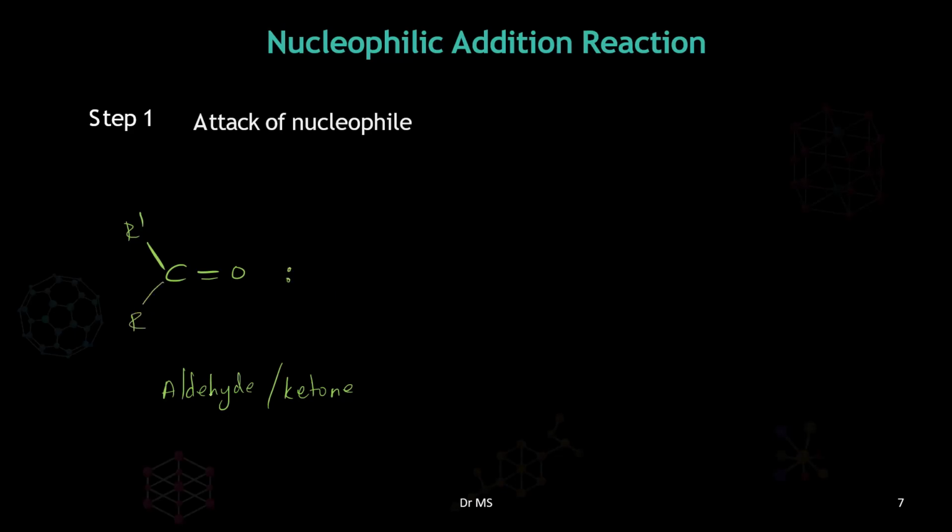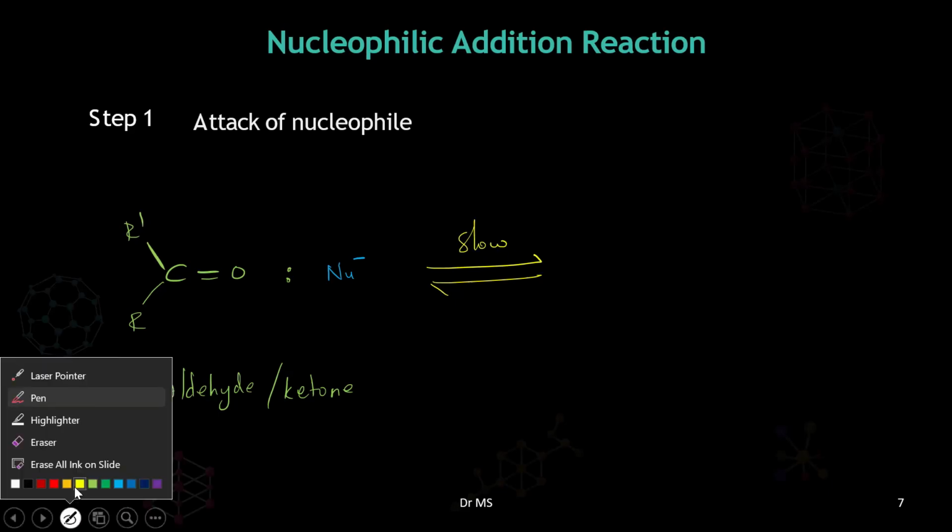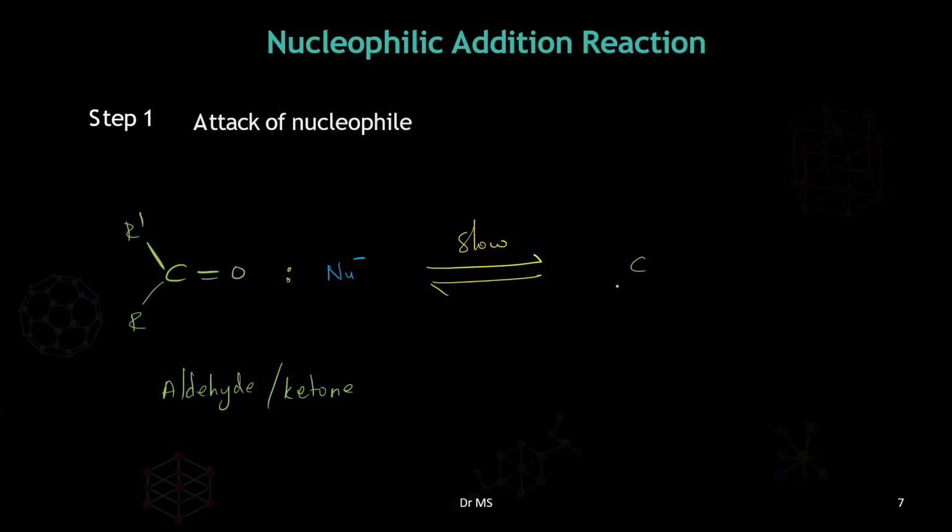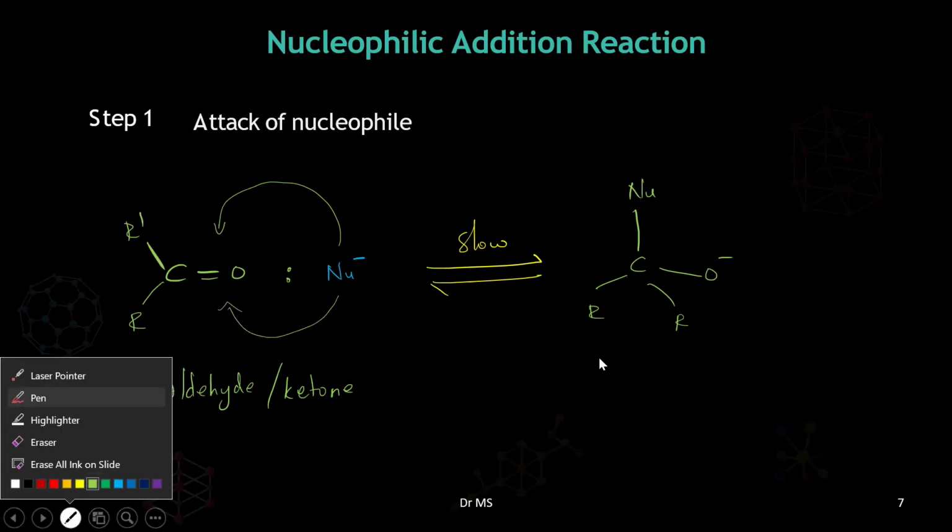This will be attacked by a nucleophile. And remember, this reaction is a very slow reaction. It's not a fast reaction, it's very slow. So that will be converted into C, R, R, O minus. So all are in the same plane, but the nucleophile will attack perpendicularly. If the nucleophile attacks from the up direction, or it could also attack from the low direction, that's why there will be a chance for another compound to form.